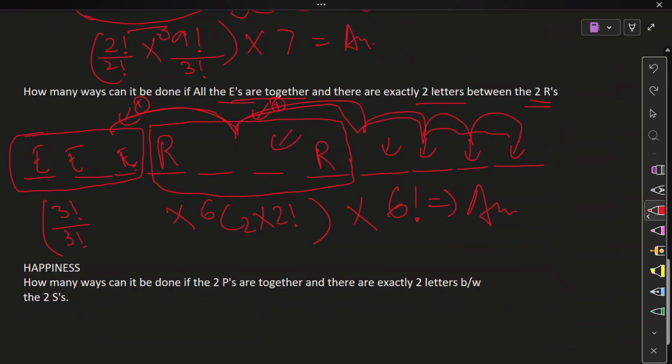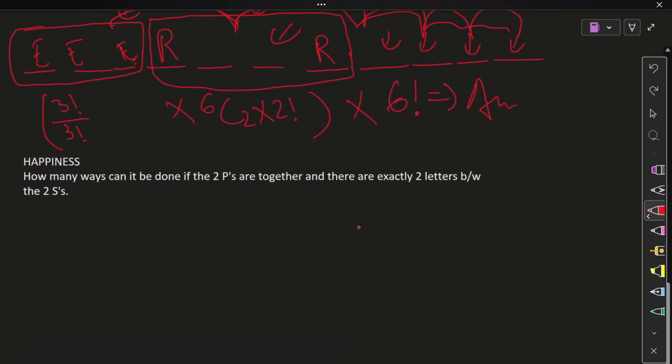So just box everything up, box the criteria up, think of the boxes as one position, count the rest of the positions, add them up, and just go for 6 factorial. And yeah, I hope this made sense. Easy, very easy. Let's do it again.